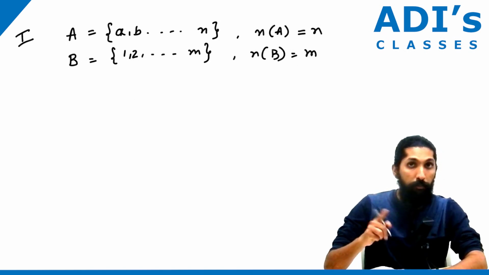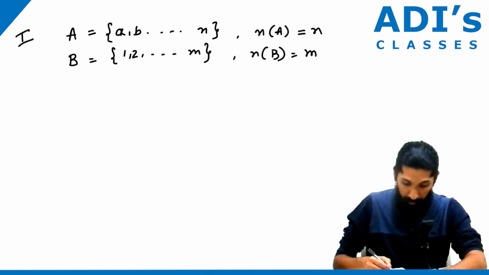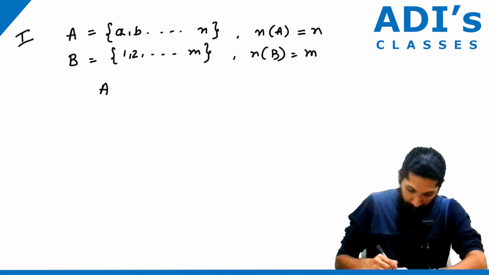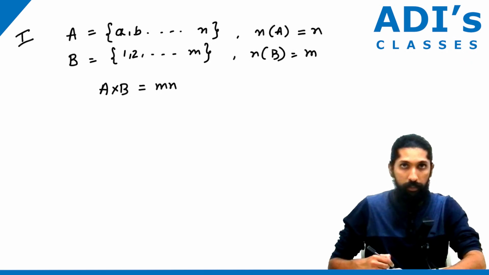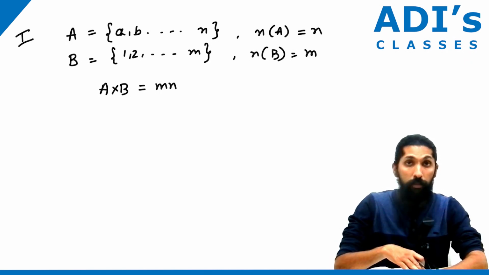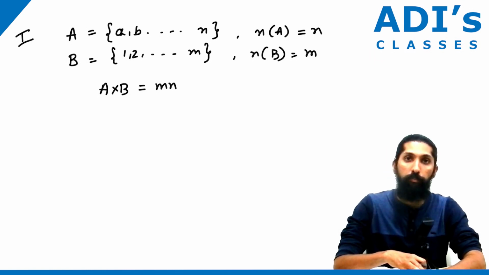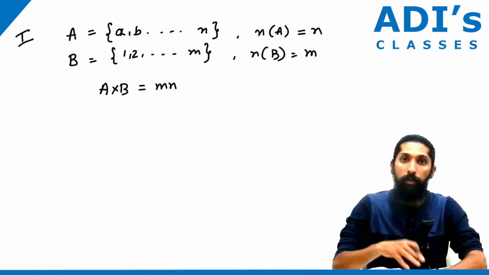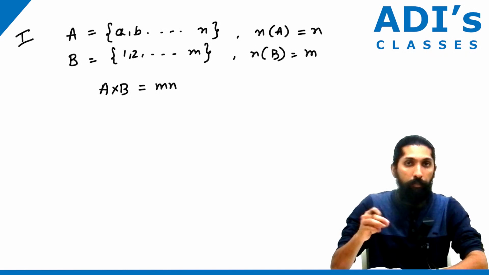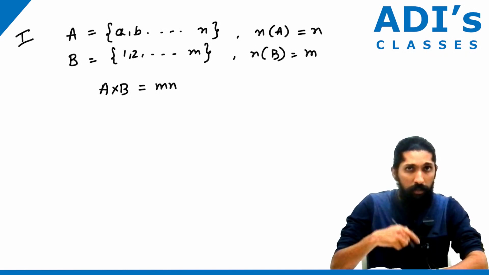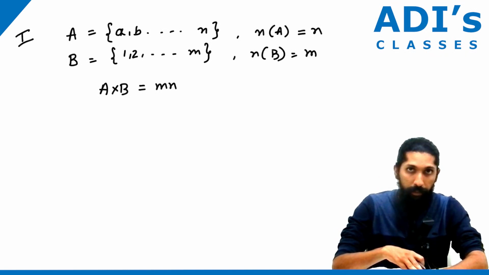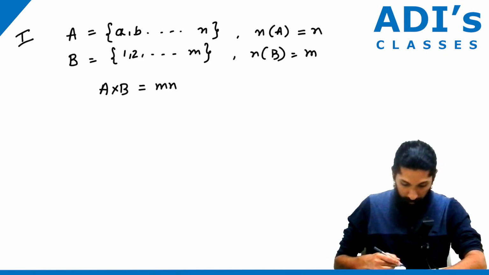Then the Cartesian product of A and B, that means A cross B, will have m into n number of elements. So whatever the sets you are taking, the Cartesian product between the two sets will give us m into n number of elements. This is more like a property, the first property. Alright. Now the second property.